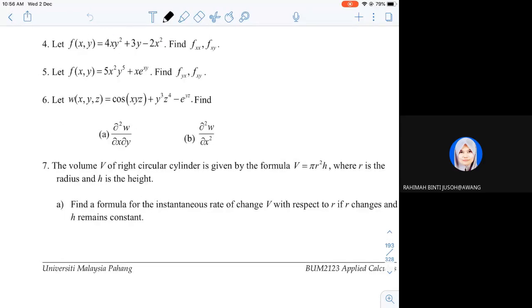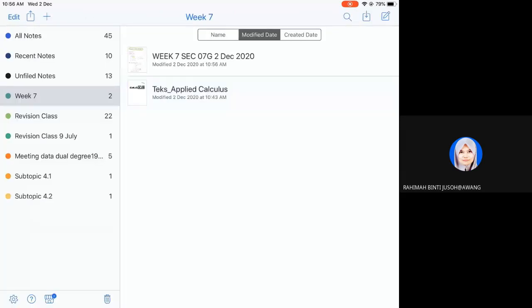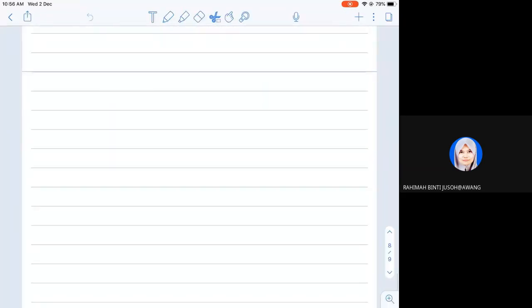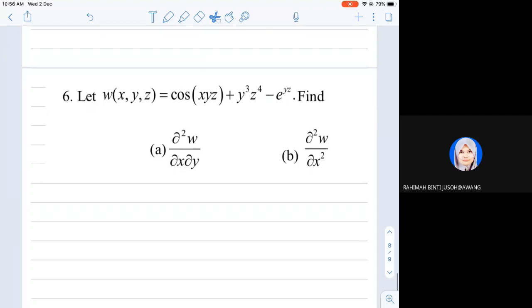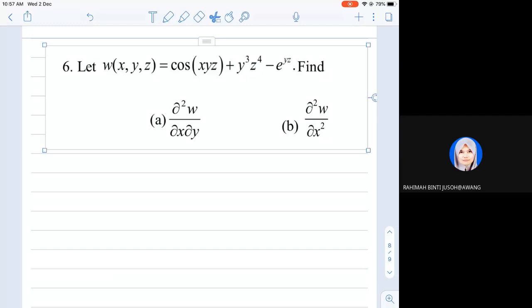Okay, jom kita buat soalan nombor 6 ni. Question number 6. Okay, you have W, X, Y, Z. So in this case, you will boleh ada differentiation up to third order.